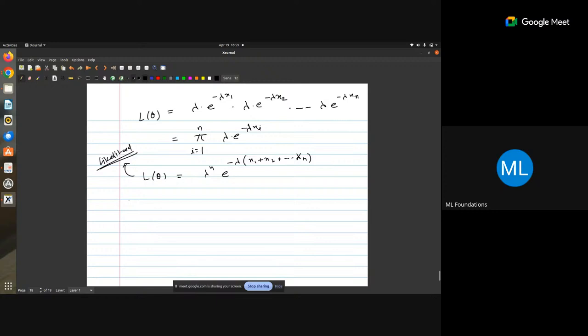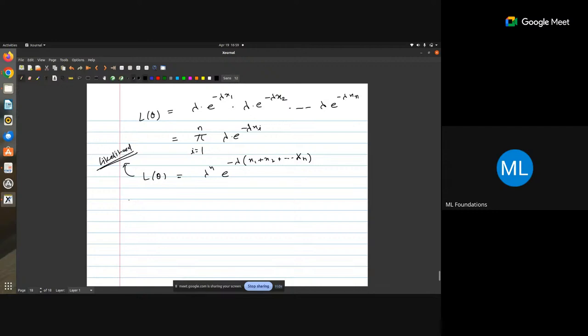But for our example, what is the variable here? Lambda. Lambda is the parameter we need to find, because x1, x2, and so on are known values, they are constants. So lambda is the variable, and I have to differentiate with respect to it and equate it to zero. That's what we do by the knowledge of calculus.